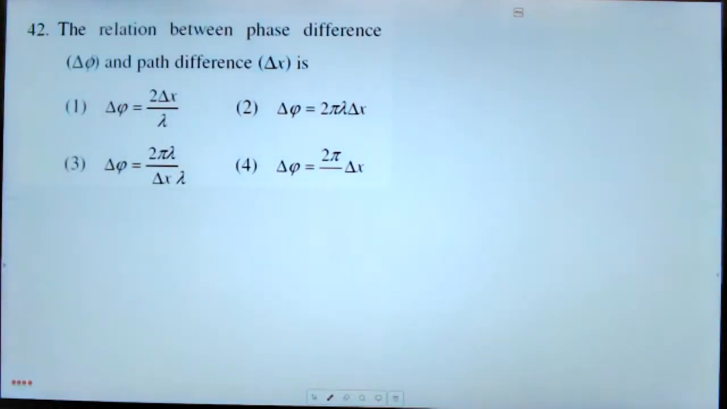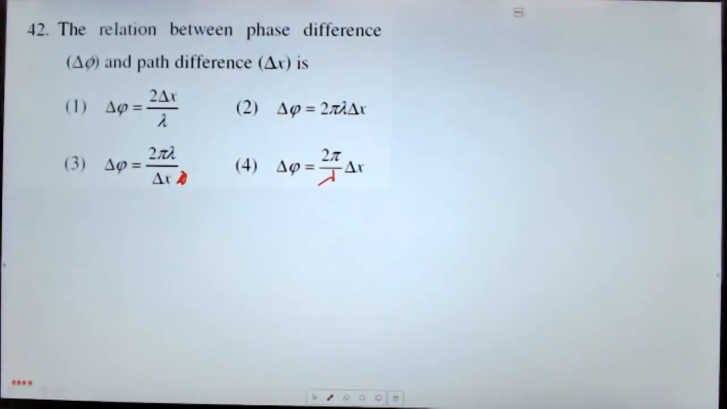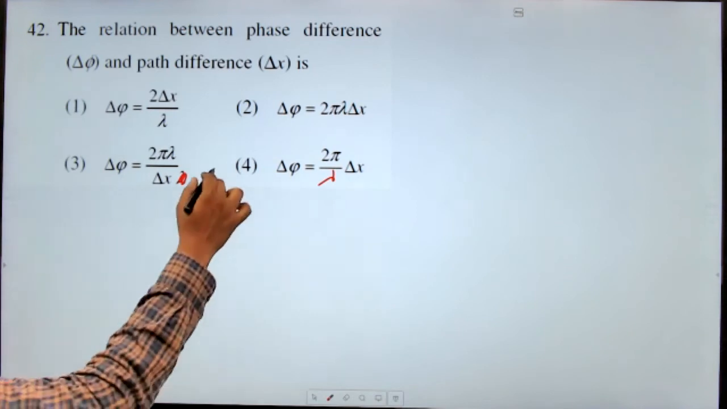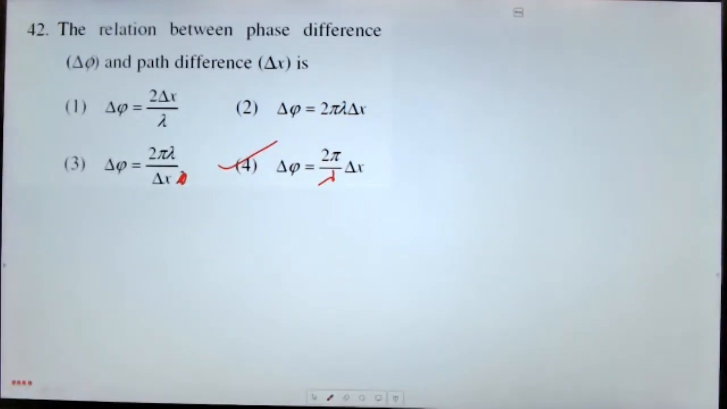Next. So here, the relation between phase difference and path difference. This one: phase difference equals 2 pi by lambda into path difference, direct formula.